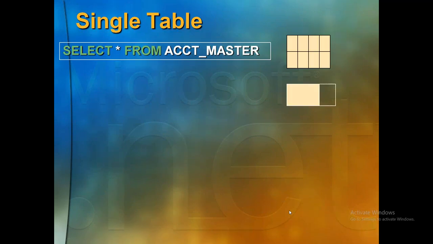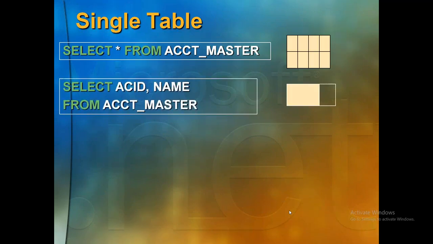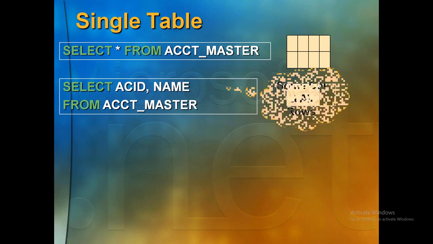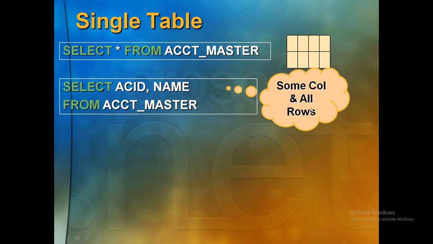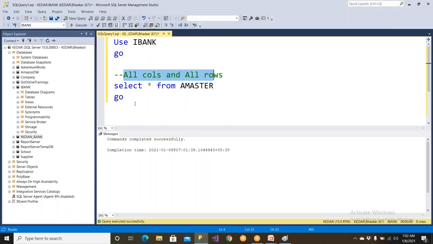Am I clear? Now I wanted to filter some columns. I don't need all columns. Star means all columns. I wanted to filter a few columns. So this is some columns and all rows. Am I clear? Some columns and all rows. This is the command I should be able to write.